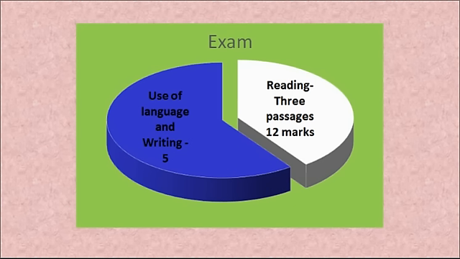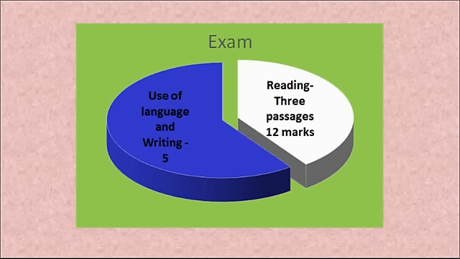As for the reading and writing, for reading, we have 3 passages. Each passage has 4 questions. 3 of them are multiple choice. You should choose the suitable answer from A, B, C, and D, and one of them is a written or writing question. This is for each passage in the reading section.